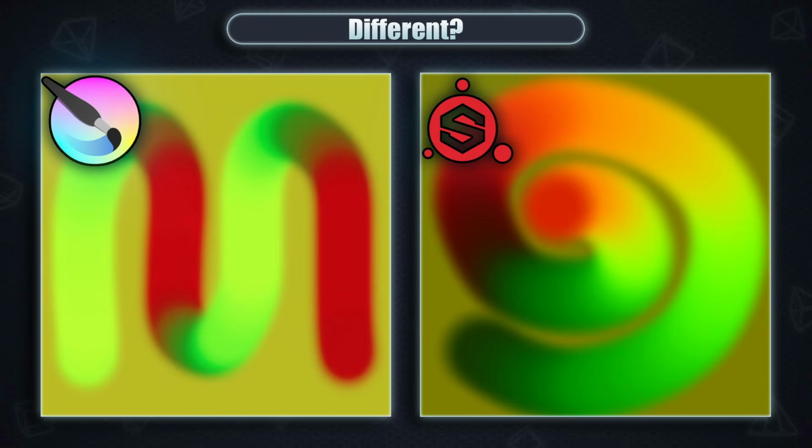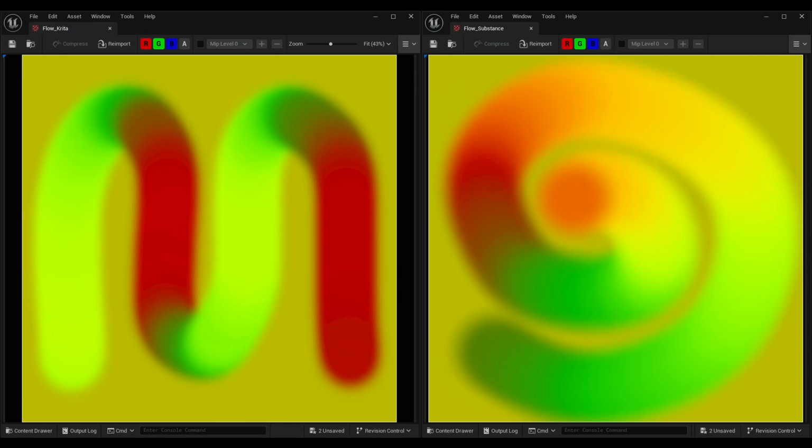You may have noticed earlier that the neutral color of the textures exported from Substance Painter and Krita looked slightly different. Despite that visual difference, both produce the same result in Unreal Engine. This is mainly due to differences in how the two applications display and manage color data, rather than a difference in the actual flow map values. Once imported with the correct texture settings, Unreal interprets the underlying data correctly and both textures behave the same way.